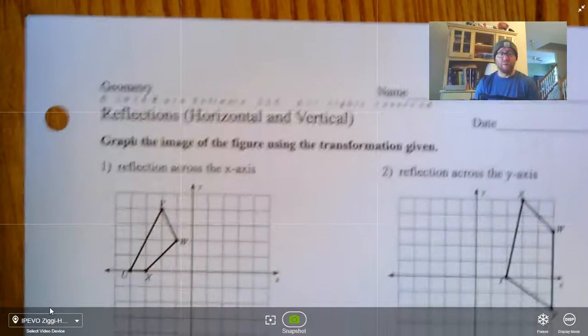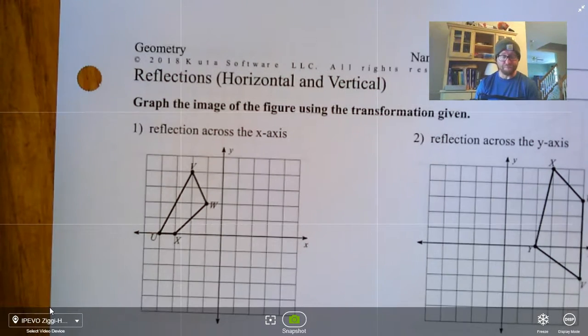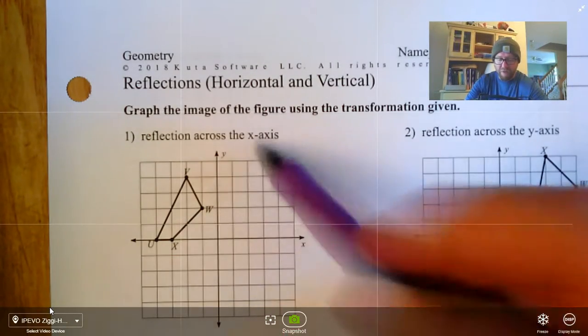Alright, in this video we're going to be reflecting figures across horizontal and vertical lines. So let's take a look. So here, I want to reflect this figure across the x-axis.